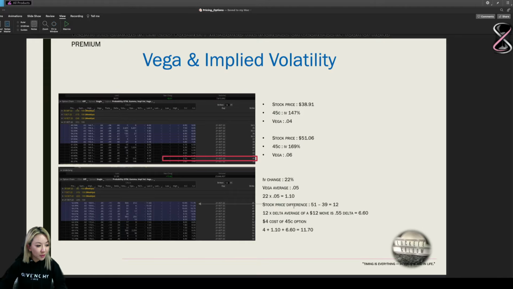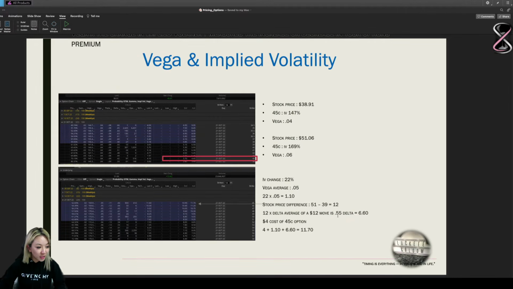22.05. Stock price difference is 51.39, right? It's 12 times the delta of the average of these, because 45 moving into 51 is a $12 move. Now you get the average of these deltas, and all the dollars it moved, you get the average of the delta. That means per dollar move, the average is actually about 0.55 delta, right?